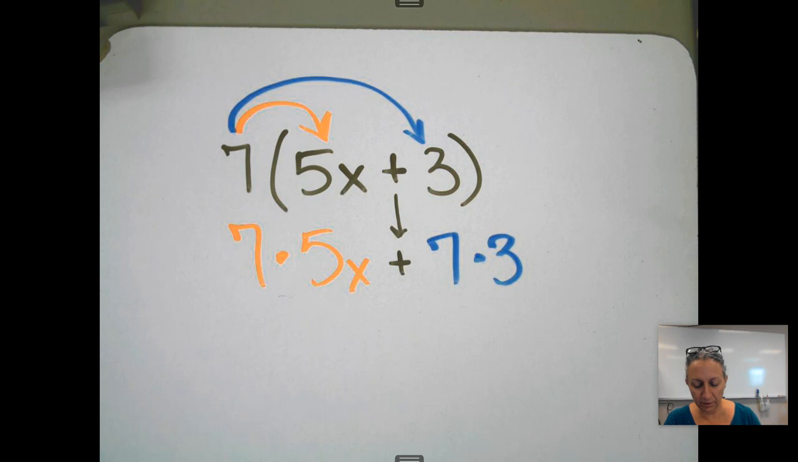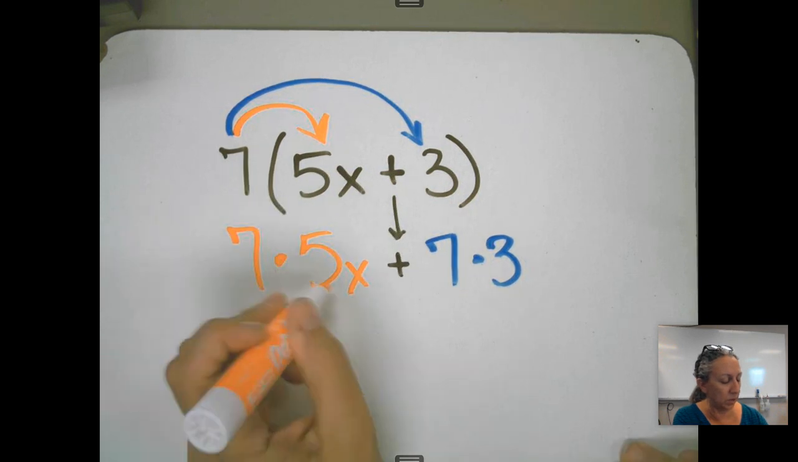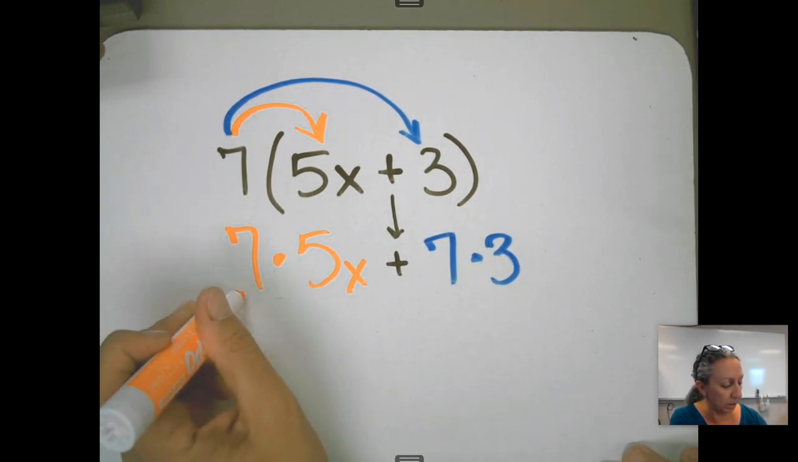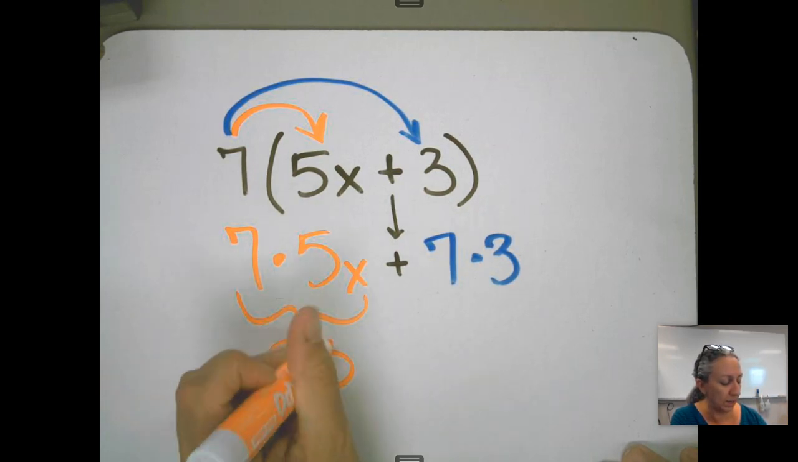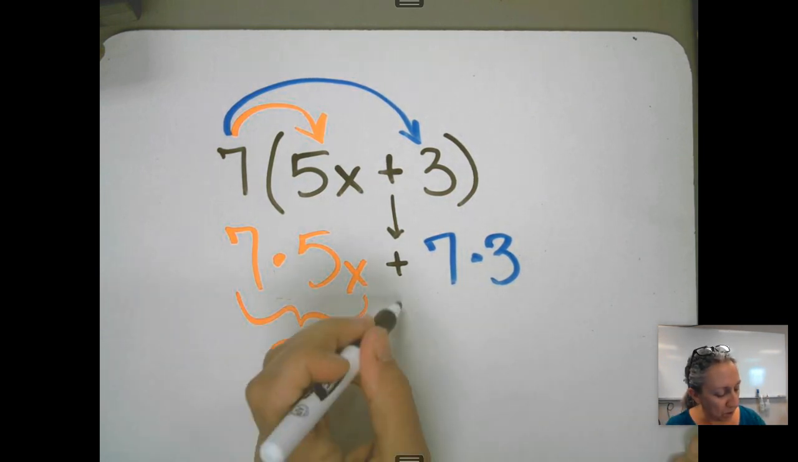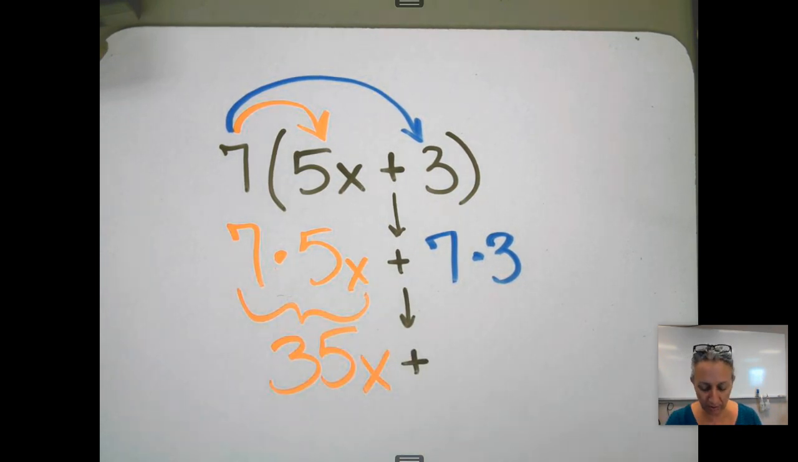So now I can simplify that. 7 times 5x is 7 times 5 times x. So I can do the 7 times 5 first. That is the associative property of multiplication. 7 times 5 is 35. So 7 times 5x is 35x. Still bringing down that plus sign in the middle, right? Because we do multiplication before we do any kind of addition, even if we could do it.